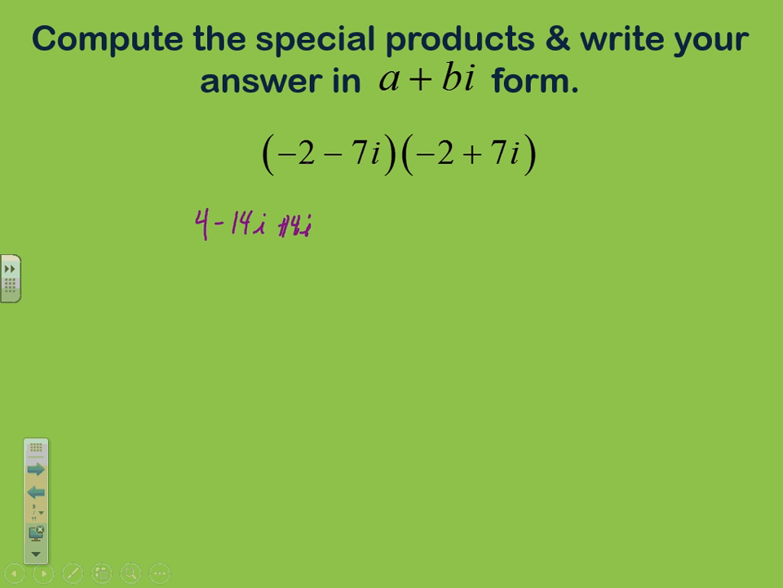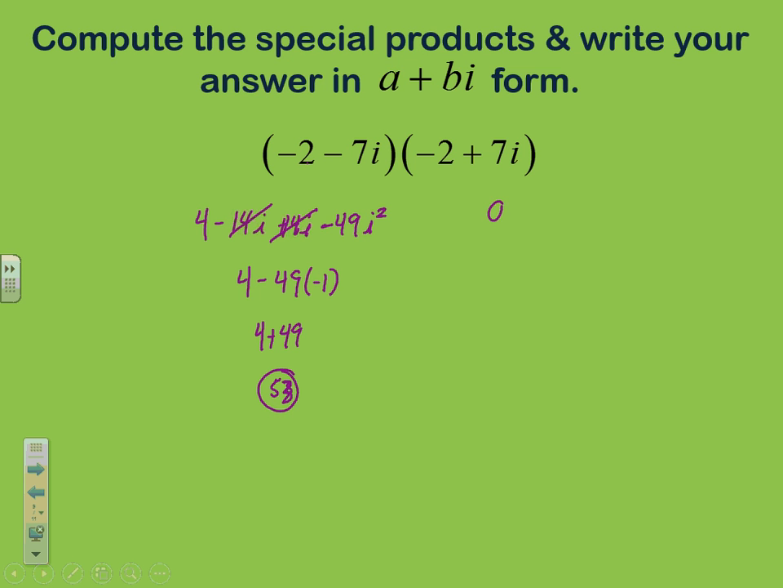And negative 7 times positive 7 will give me negative 49i squared. So negative 14 and positive 14 cancel each other out, and I'll be left with 4 minus 49i squared, and i squared changes to be negative 1. So we have 4 plus 49, which is going to be 53. I don't know why I can't write right now, but 53.